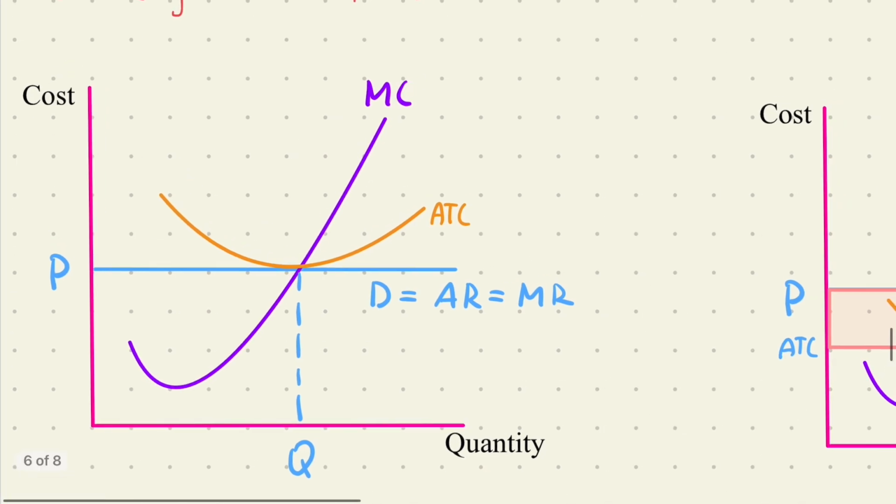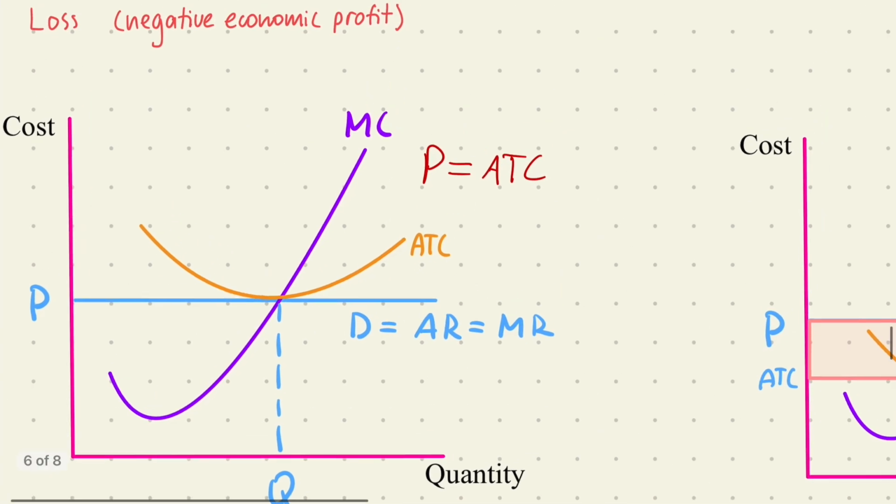What we see right here is a normal economic profit at the point where the marginal cost and the marginal revenue diagrams intersect. Right here at this point, they equal. And because the average total cost is the same as the market price, what comes in essentially goes out. So the price equals ATC. Therefore, this is a normal economic profit.